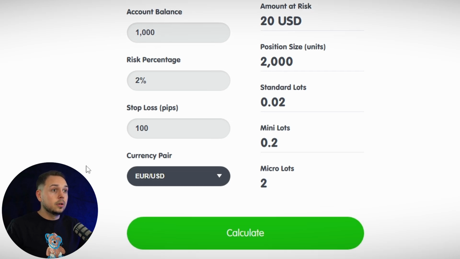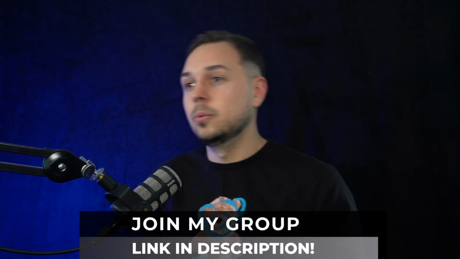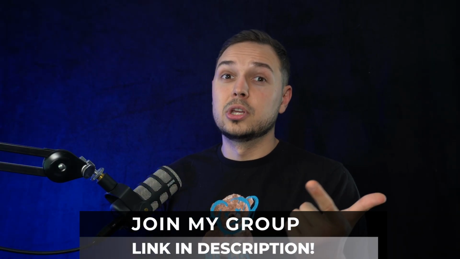Click on calculate, the amount of risk stays the same, however it tells you what lot size you should be using. And as we can see, 0.02 lot size is what it recommends. This tool is highly valuable because you will never be guessing or risking too much without knowing.